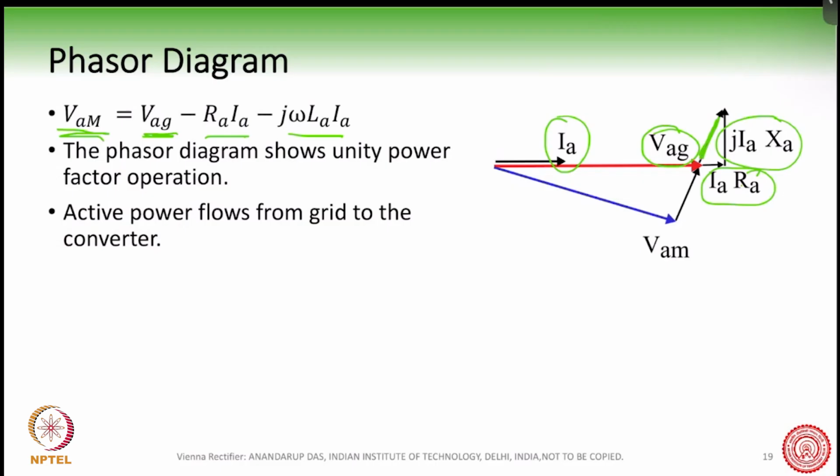And so this VAM voltage, you can manipulate. You can manipulate this voltage, keeping the current and the voltage always at unity power factor. And so you can control the active power from the grid to the converter.